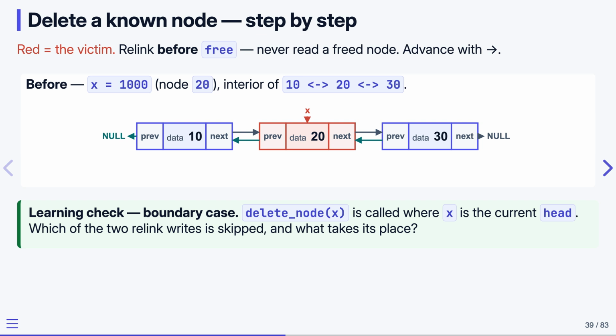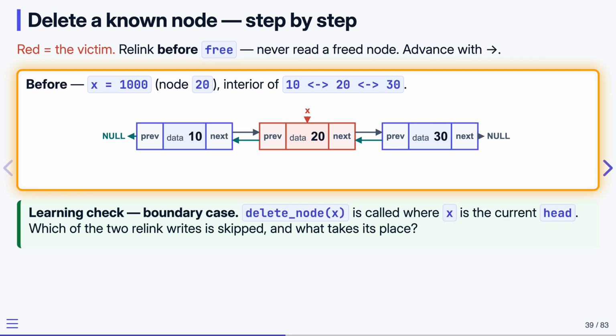Now let's do the delete one step at a time. The red node is the victim. We always relink before we free, so we never read a freed node. We advance with the arrow key. This is the list before. X sits at 1000 and holds the value 20. It is in the middle of the list 10, 20, 30.